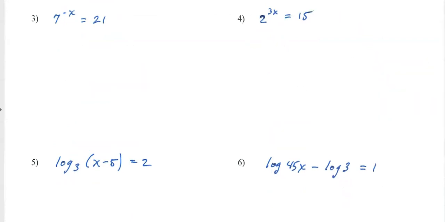All right, next problem. 7 to the negative x equals 21. I can't write 7 and 21 with the same base. So we're just going to do the log of both sides.